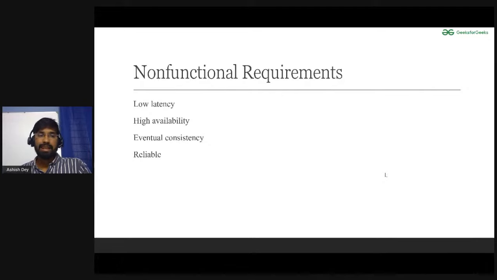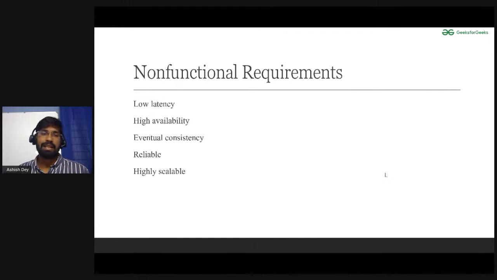Reliable, again very important. Reliable is about the posts that we are making. Facebook should take care of those. It's not that they are lost midway, right? If somehow they are lost, the system is not reliable. So whatever comes in has to be properly stored somewhere, in a highly persistent, highly reliable data store, so that we do not lose the user content.